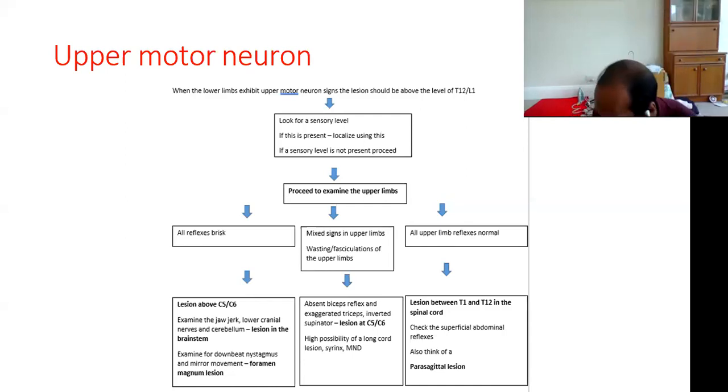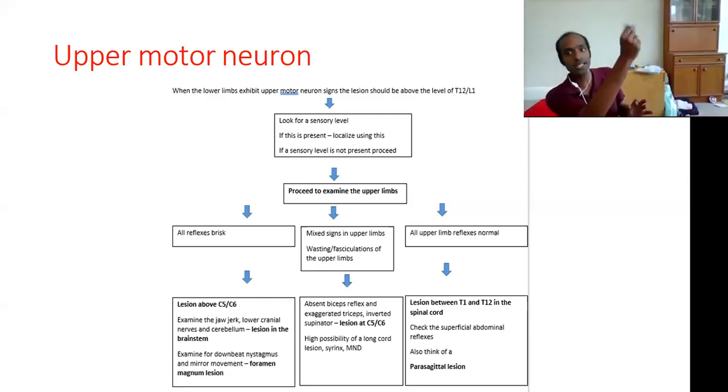So scenario, lower limbs are spastic, no sensory level. Examine the upper limbs. Like this algorithm says, examine the upper limbs. Okay, examine the upper limbs. C5 C6 is absent. C7 C8 is brisk, and the supinator is inverted. Supinator is inverted.